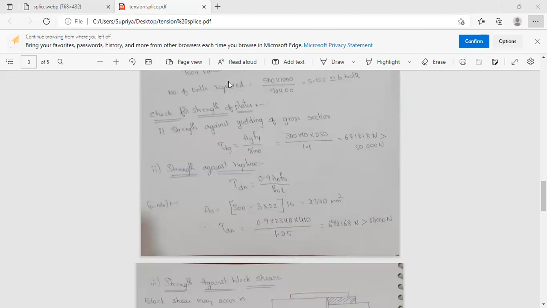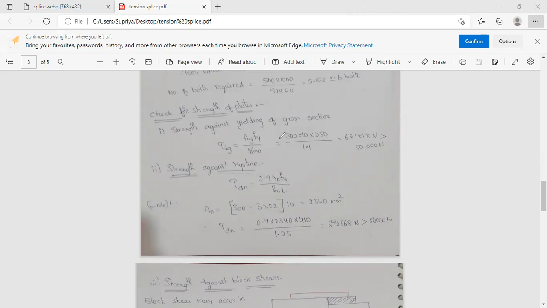So we have designed a connection, and we are checking whether the connection is good for bearing the tension strength or not. In order to check that, we have to check all these three conditions. If in all these three conditions the connection is safe, then it is good to go. So what is the strength against yielding of cross section? Tdg is equals to Ag into fy by gamma m0.